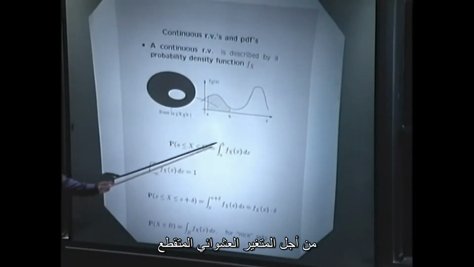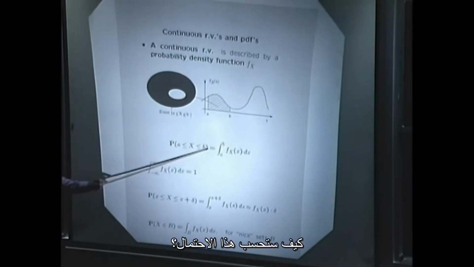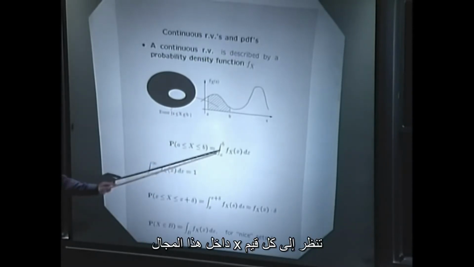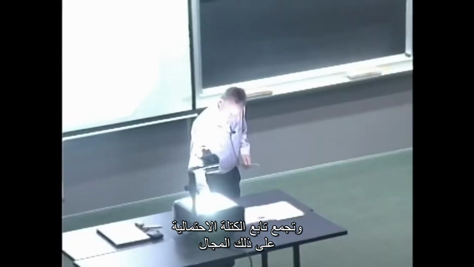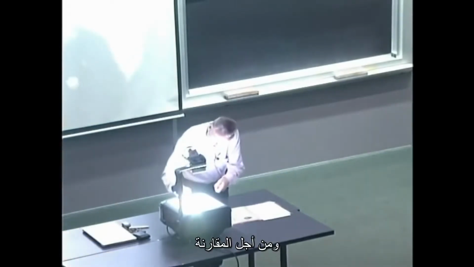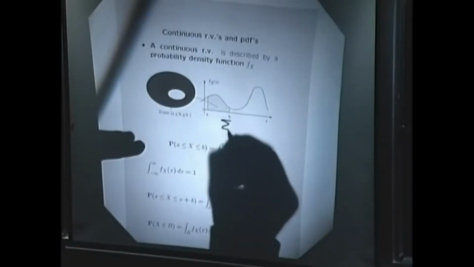For a discrete random variable, how do you calculate this probability? You look at all x's in this interval, and you add the probability mass function over that range. So just for comparison, this would be the formula for the discrete case. The sum over all x's in the interval from a to b of the probability mass function.